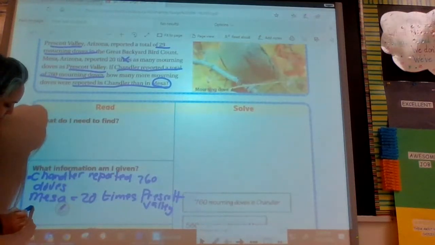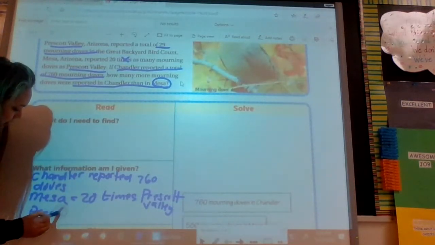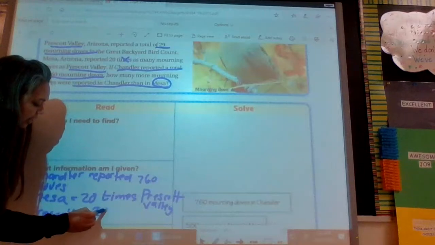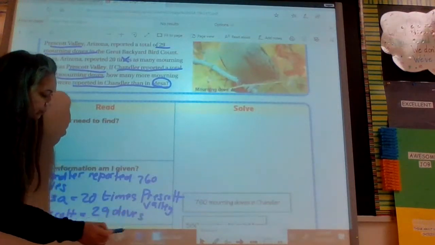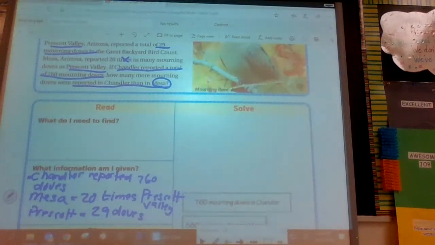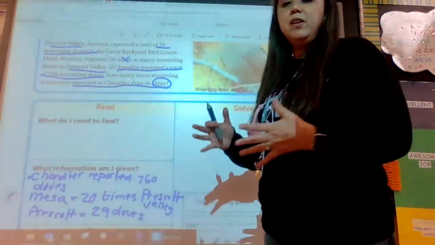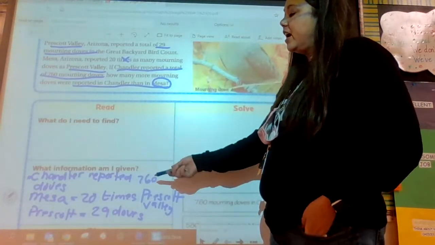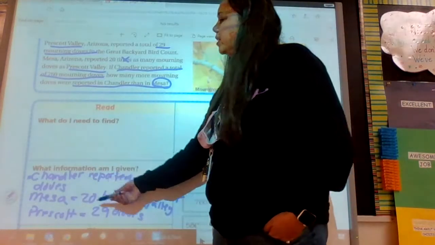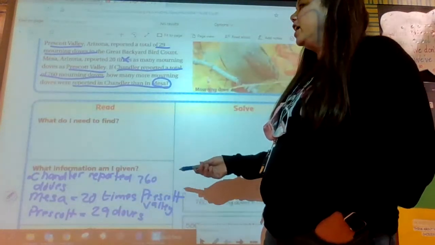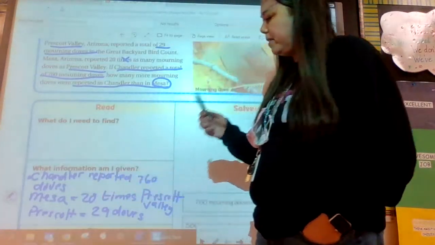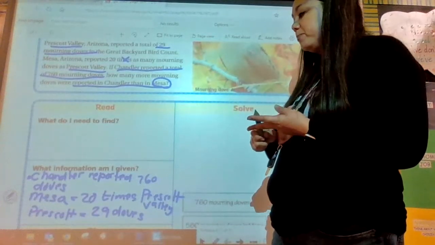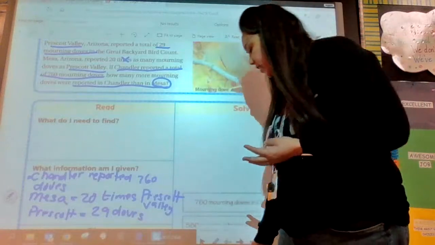So I know Prescott reported 29 doves. Okay. Now, what is the question asking me? What do I need to find? Now, what information is given to me to help me answer that? So I've kind of pulled out the information that's going to help me answer. Okay, I know how many doves Chandler has seen. I know that Mesa is 20 times Prescott, so I had to know that Prescott had 29 doves.